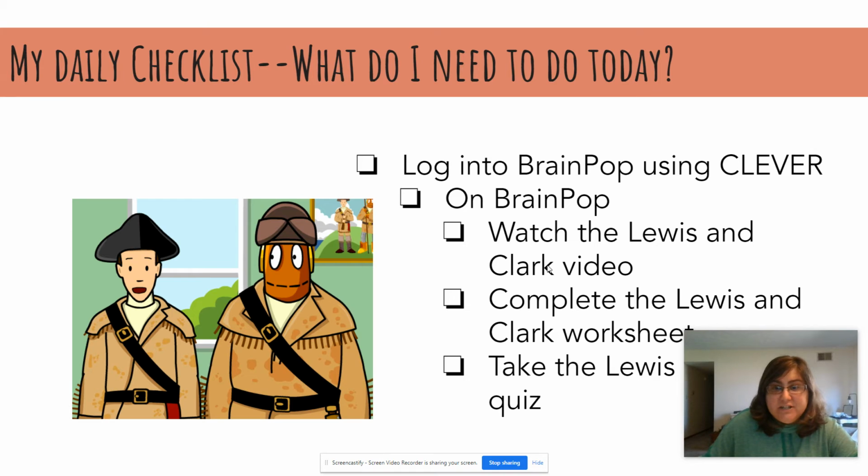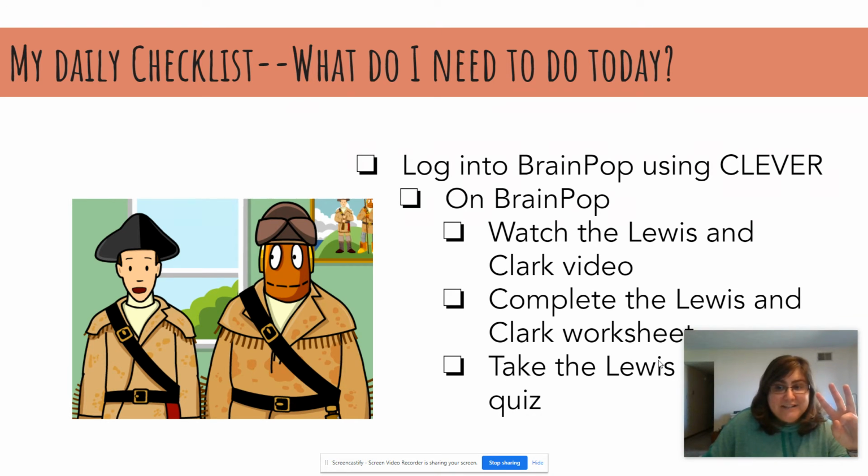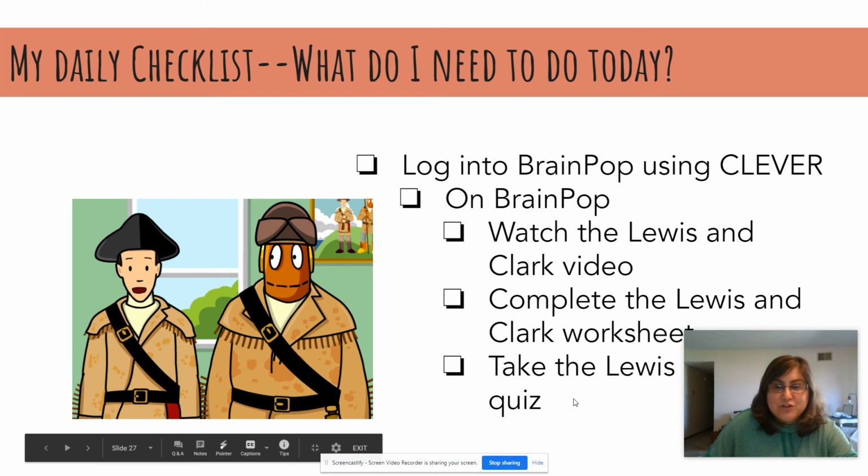You need to watch the video on Lewis and Clark. There's a little worksheet on Lewis and Clark. You're going to identify some key people, and it's going to ask you to describe them. So you're going to use 3 adjectives to describe Lewis, Clark, and Sacagawea. And then there's a short video quiz on Lewis and Clark.